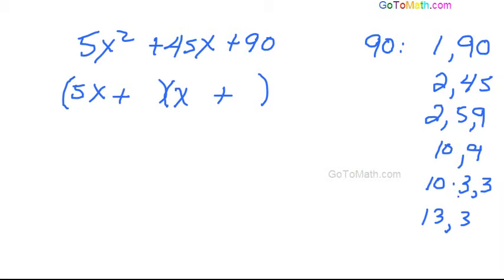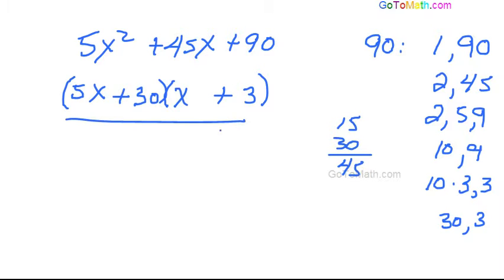Wait a minute. That's not right. Hold everything. Okay, what about 3 times 3 is 9. What about 30 and 3? If I put a 3 here, I think this might be it, and then a 30 here, right? So 5x times 3 is going to be 15x, and then plus 30x is 45x. Okay, I think we finally found it.